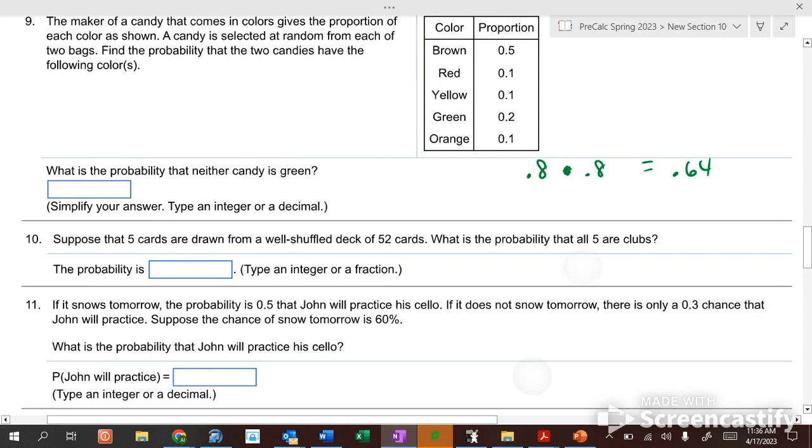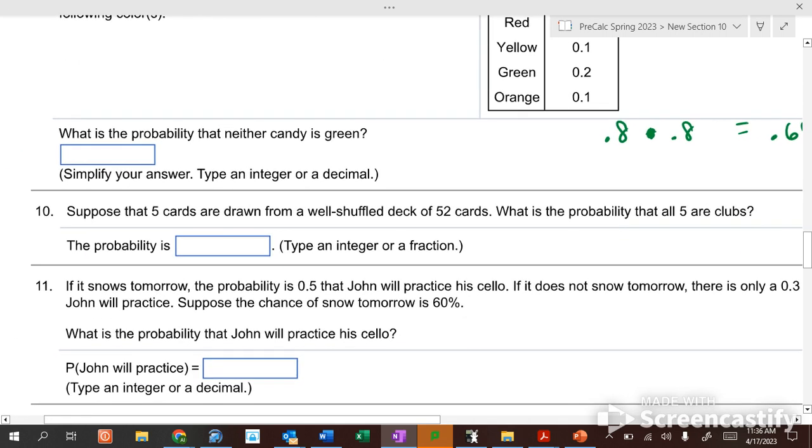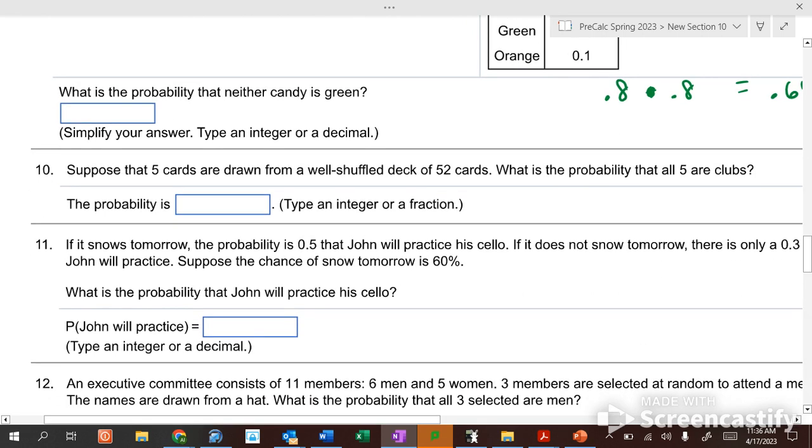All right. Suppose 5 cards are drawn from a well-shuffled deck. What's the probability that all 5 cards are clubs? Okay. All 5 cards are clubs. Well, what's the chance of getting the first drawn club? 1 out of 4 chance. Okay, because there's 13 out of the 52 cards that are clubs.